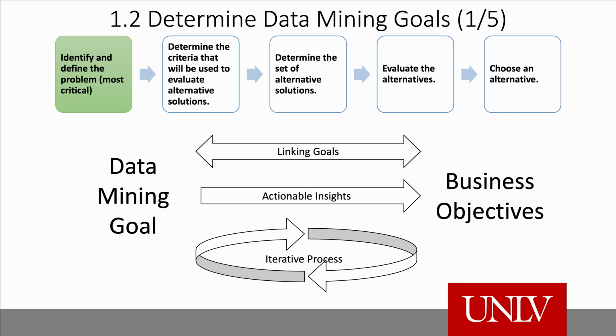The third one is the iterative process. The determining goal isn't a one-time event. It is an iterative process. So you build models, apply them in the business, monitor the results, and then refine the models over time. Each cycle helps improve both the technical models and the business strategies they support.